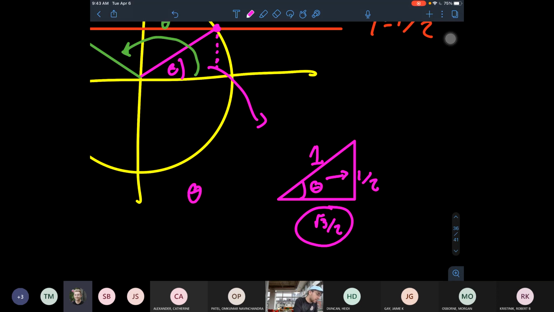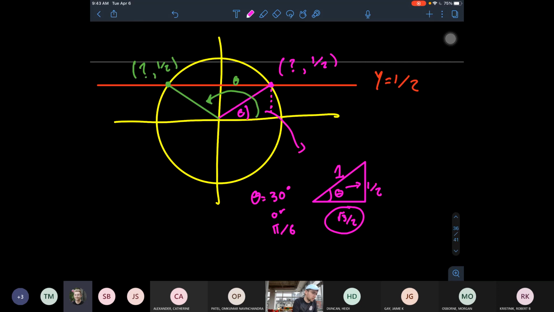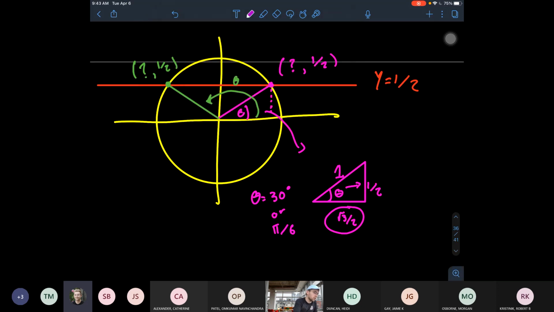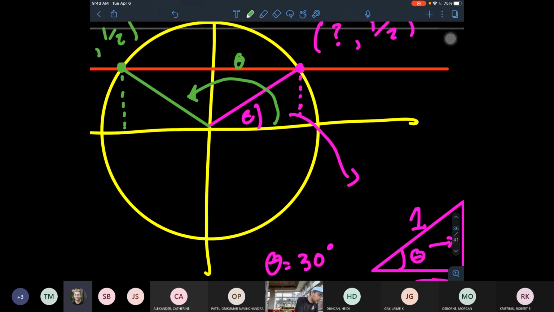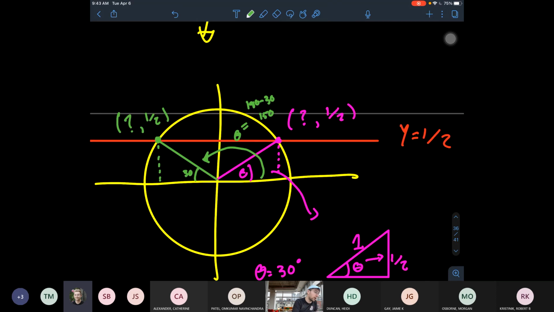Yeah, exactly. Theta should be 30 degrees, or pi/6. Okay, in the other case, we've got another triangle. It's another 30, 60, 90 triangle, only this time we know that this angle, which is inside here, is 30 degrees, which means that theta, the green one, should be 180 minus 30, which would be 150, or 5 pi/6.